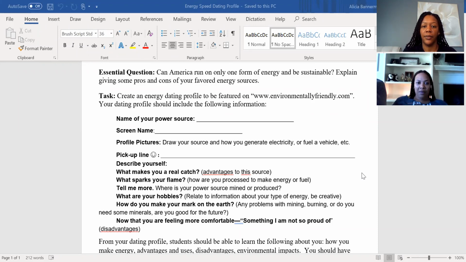Then there's a screen name. So what is an example of a screen name? You internet savvy, social media people, what is a screen name? How is it different from your name?